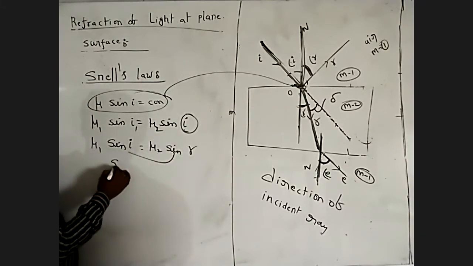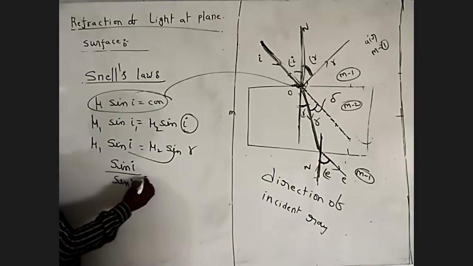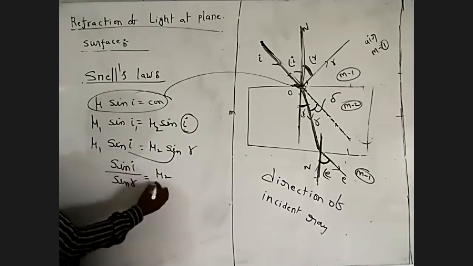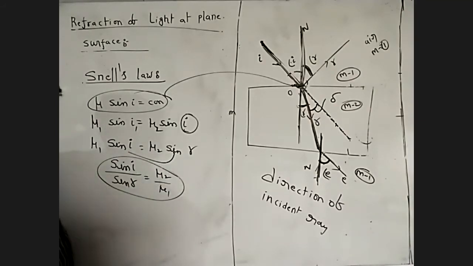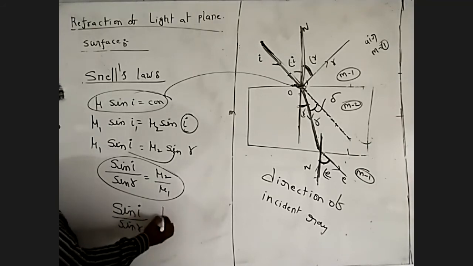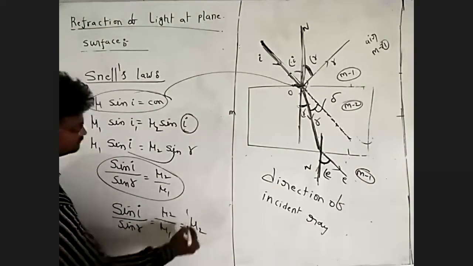Now, taking sin R to this side, sin I by sin R is equal to mu 2, and taking mu 1 to this side, mu 1. This is Snell's law. We write sin I by sin R is equal to mu 2 by mu 1.